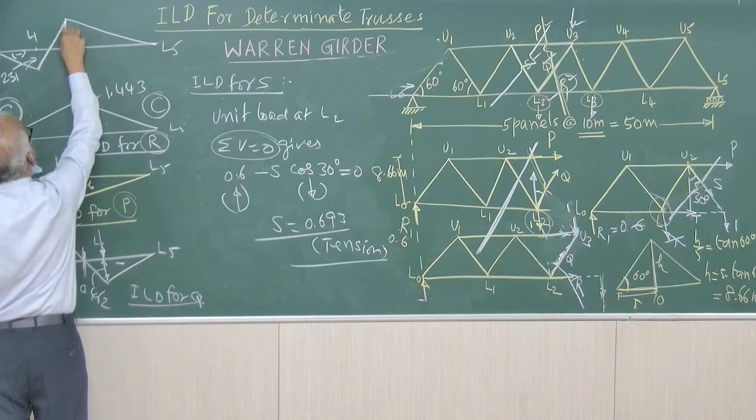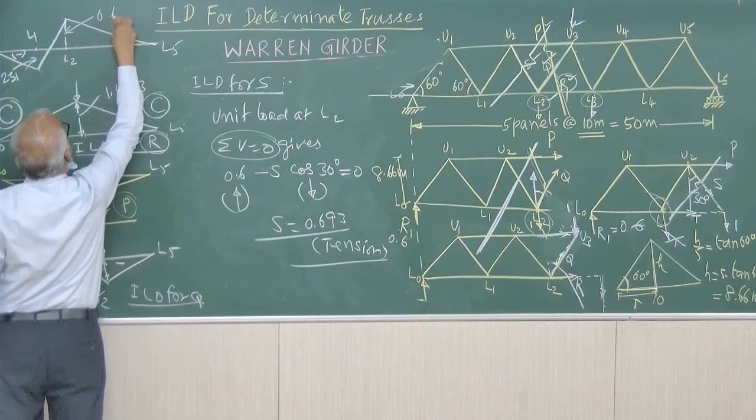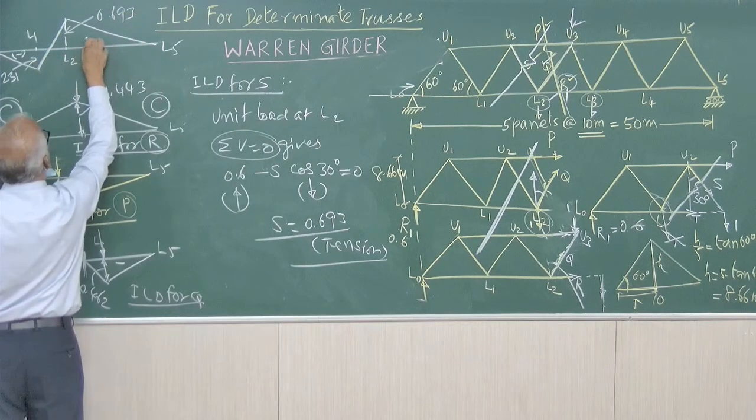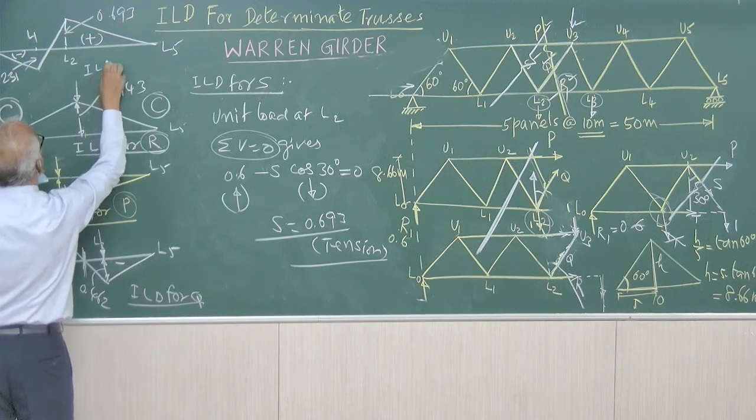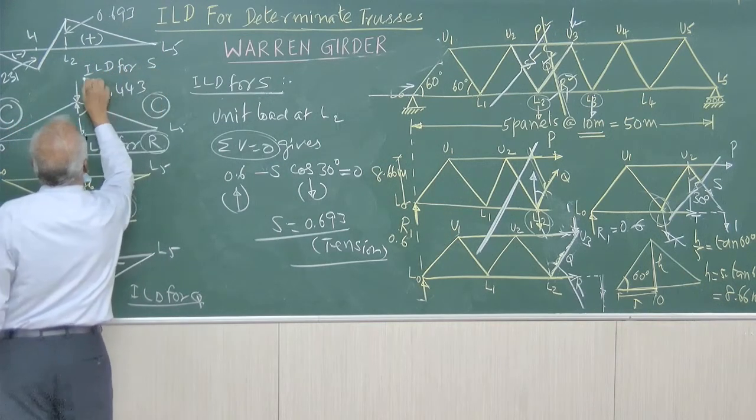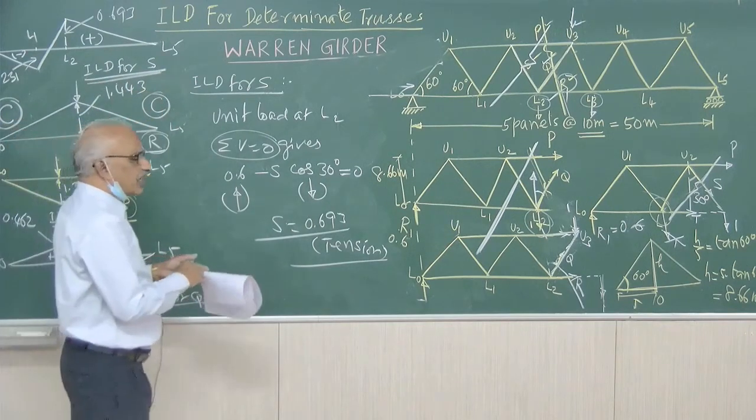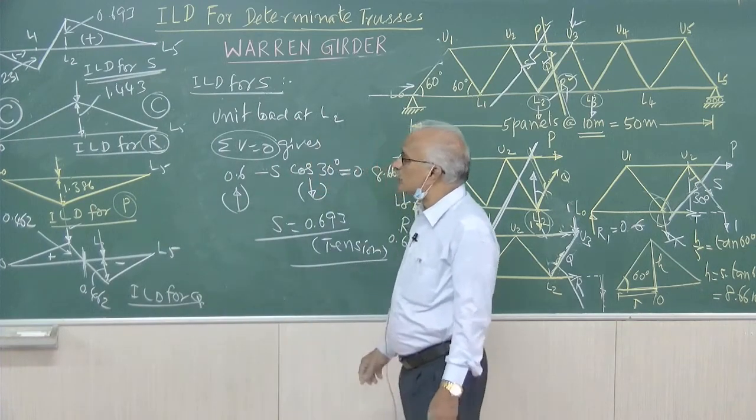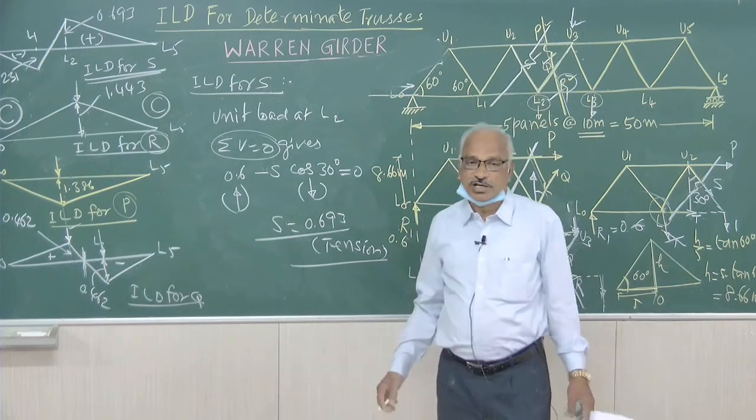This value is 0.693. So this is minus and this is plus. Compression is minus, tension is plus. This is the ILD for the member S. So again, the member S will be subjected to a maximum compressive force of 100 into 0.231, namely 23.1 kilonewton.